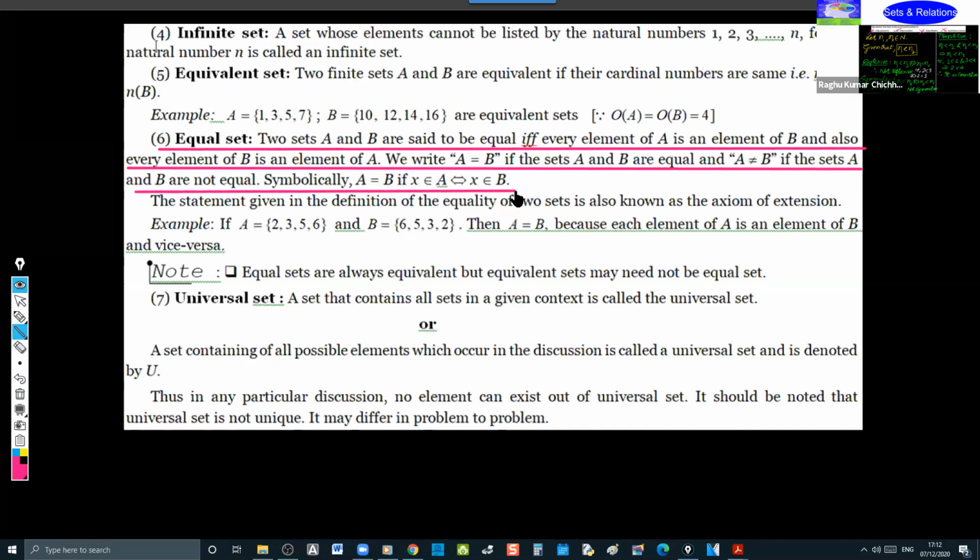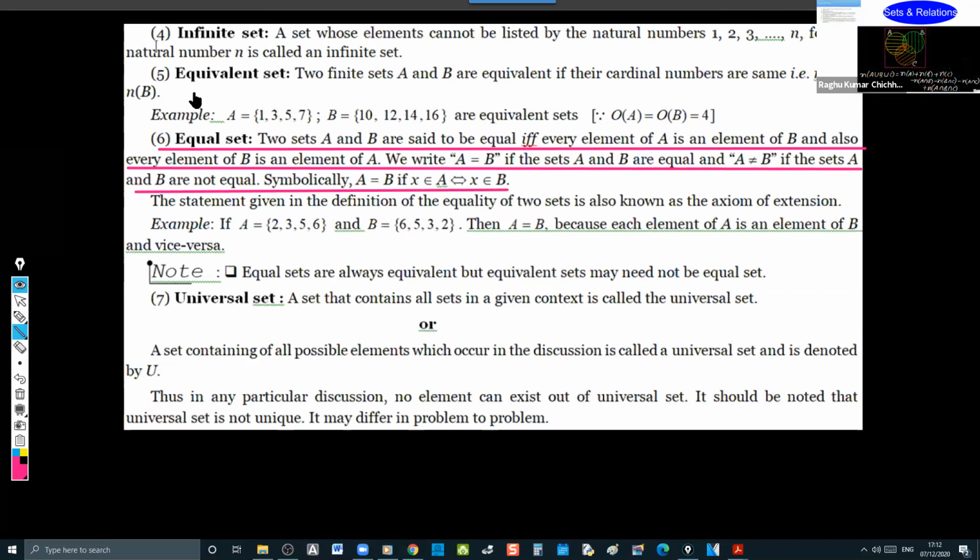Symbolically, the equality whatever we use for real number system is used. A is equal to B if X belongs to A if and only if X belongs to B. We read it as if and only if, or implies and implied by. X belongs to A implies and implied by X belongs to B. This is what you have to understand.